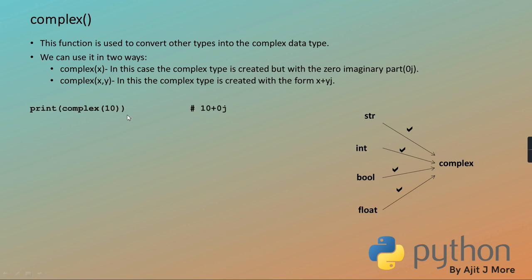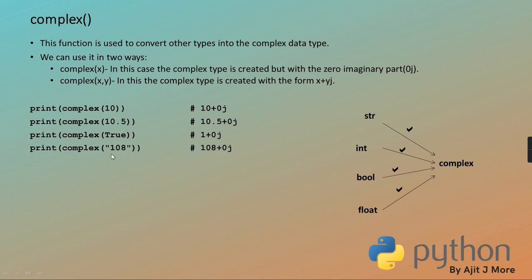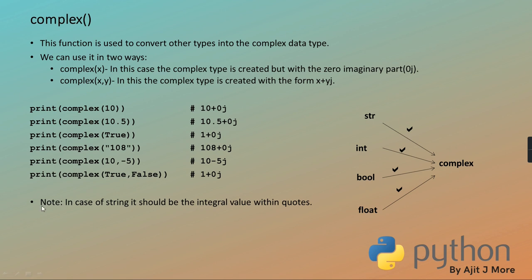Just a simple example, complex 10 I am writing. So 10 plus 0j, 10.5 plus 0j, 1 plus 0j, because boolean true. Double quote 108, so 108 plus 0j. Both are integer, so 10 minus 5j. Both boolean, but one is true, one false, so 1 plus 0j. Getting? Note, in case of string, it should be the integral value within quote. If it's a string, then inside the string there has to be what? An integer. No, so here also there will be a value error. It will generate a value error.